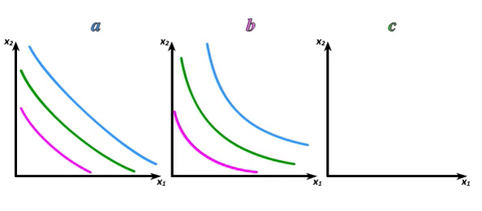A consumer with tastes represented by the indifference map in panel B would be one that views the goods as more complementary and less substitutable than the consumer whose tastes are graphed in panel A.